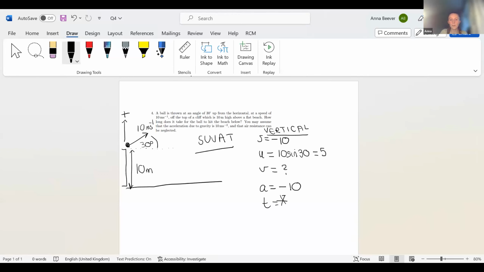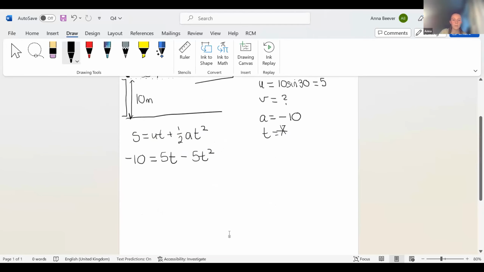So there are lots of different SUVAT equations, and we want the one that involves S, U, A, and T, but not V. So that one is S equals UT plus a half AT squared. So now we need to plug all these numbers in. So S, we have -10. U, we have 5. T, we don't know. And then A is -10, so half of that, we have -5t squared. So if I just scroll down.